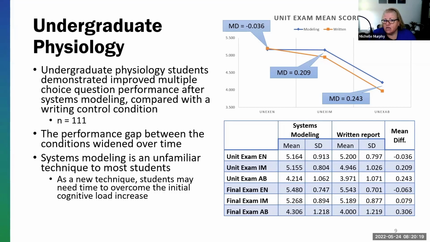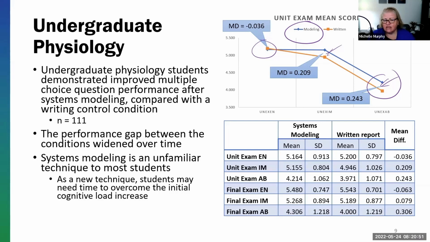And part of that is probably because it is a new technique and it takes some cognitive load. We do plan on doing this study for longer, for more units, to see if that helps. But we did find this performance gap with improved performance with the modeling condition on these test scores, not the first unit they did, but over time, as they did this more, they did show an increase in performance in the modeling condition over the written condition.